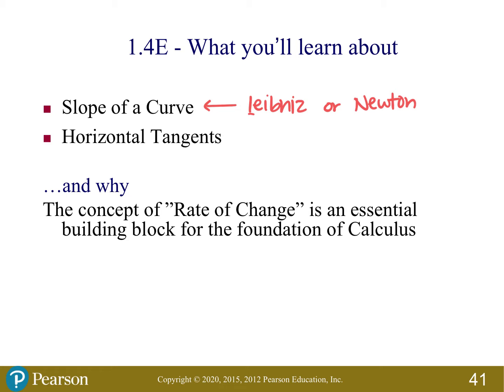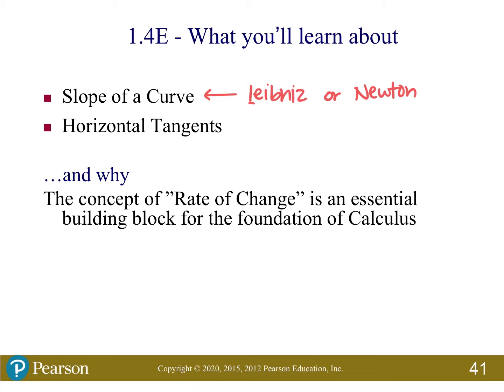Today we want to focus on tangents that are perfectly horizontal. Perfectly horizontal. That means that they are just going straight across your graph. They don't have any slope to them at all. So that's what we're going to focus on today.